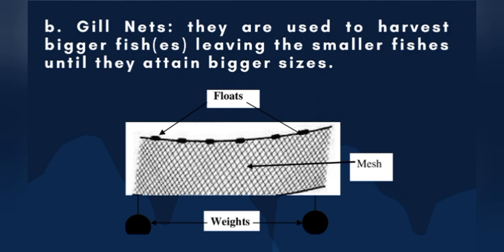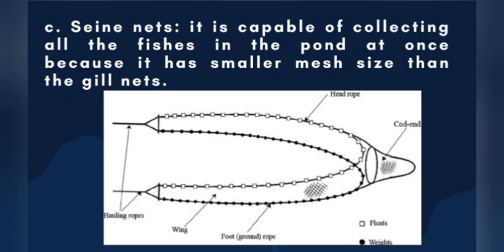Don't forget the importance of gills. In animals, what is it for? In fish, for instance, it is for respiration. So it will hook up the gills of the fish. Then number three, we have the seine net.